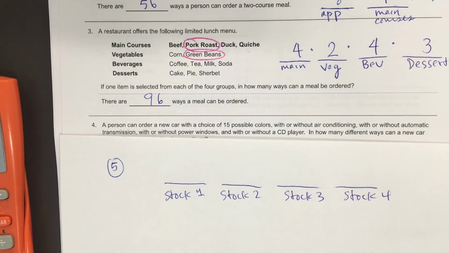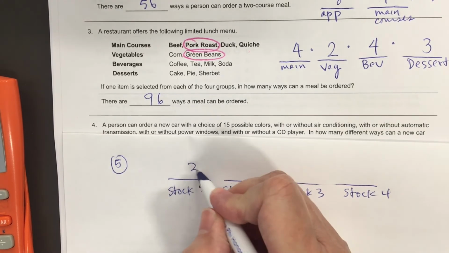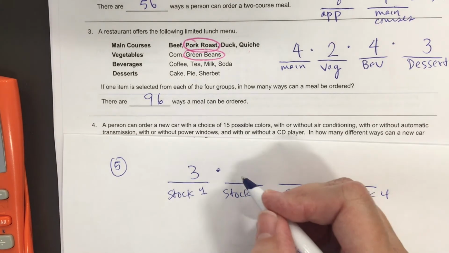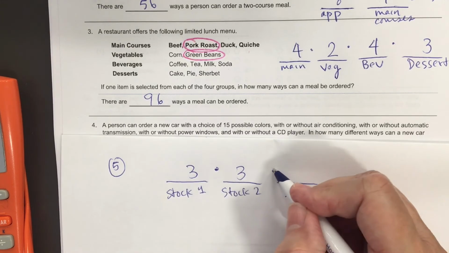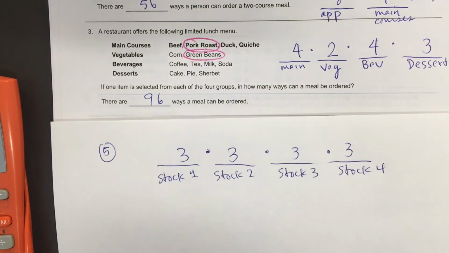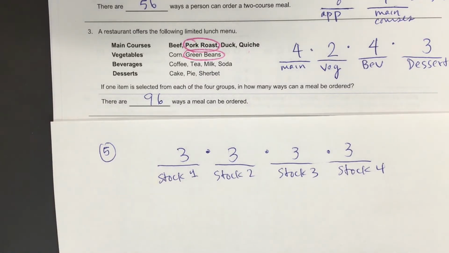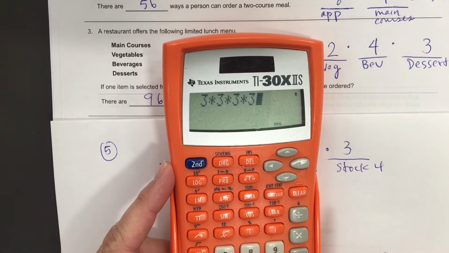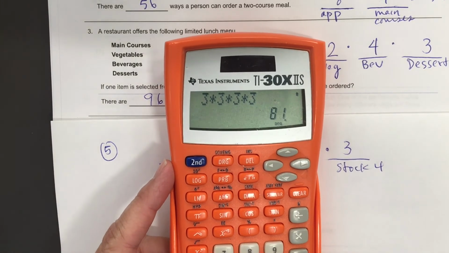Stock number 1, up, down, or stay unchanged. Put a 3 in the blank. Stock number 2, up, down, or stay unchanged. 3 in the blank. Each one, put a 3 in the blank. So I have 3 times 3 times 3 times 3. 3 times 3 times 3 times 3 is 81.